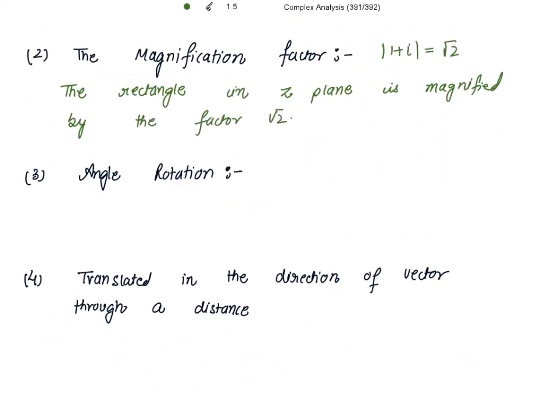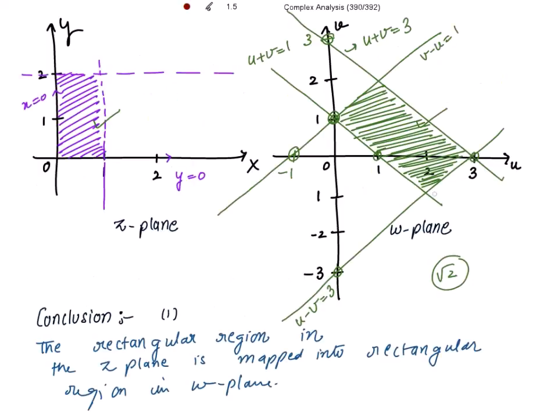Let's check the angle of rotation. So that will be argument of 1 plus iota, the same. So that will be equal to the tan inverse of the imaginary part, that is 1, divided by the real part. So tan inverse 1 will be equal to pi by 4. So it is rotated through the angle pi by 4, that is 45 degrees.